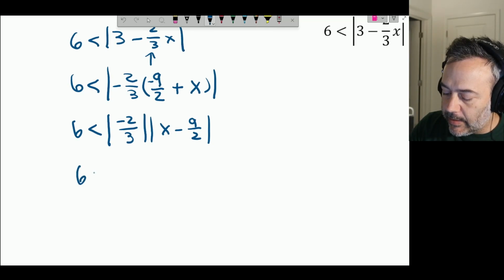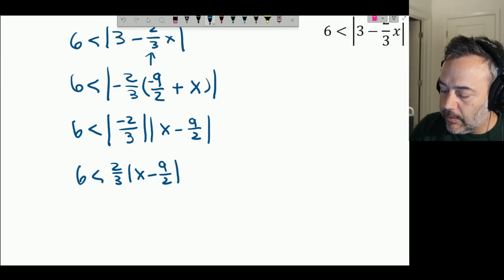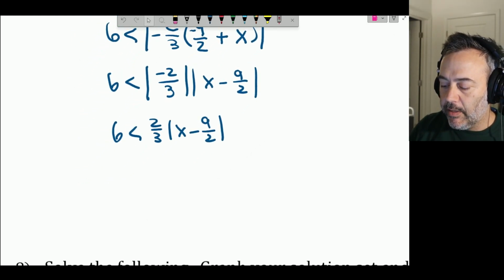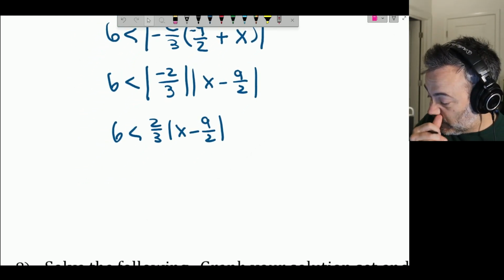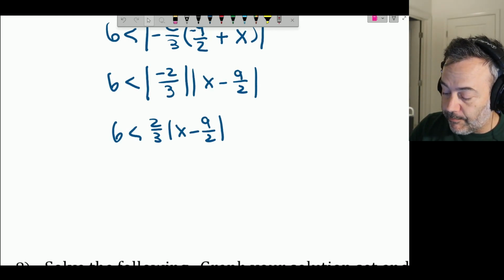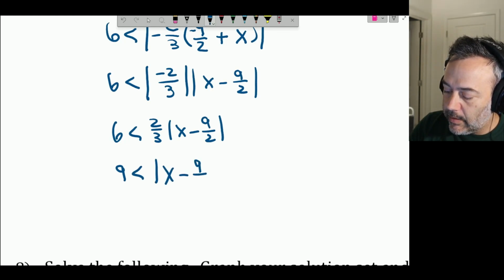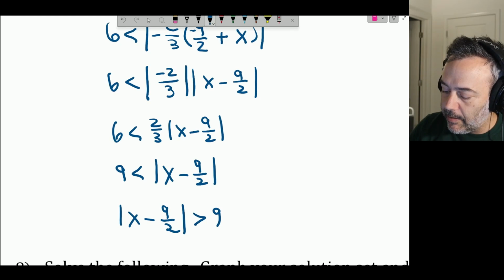So I have 6 is less than 2/3, absolute value of x minus 9/2, and I'm almost done. Multiply both sides by 3, divide both sides by 2, and I will get 3 times 6 is 18, divided by 2 is 9, so I get 9 is less than absolute value of x minus 9/2, and that's what we set out to do. Now, the form that it said to write it in was just to flip it around the other way, but it is the same thing.